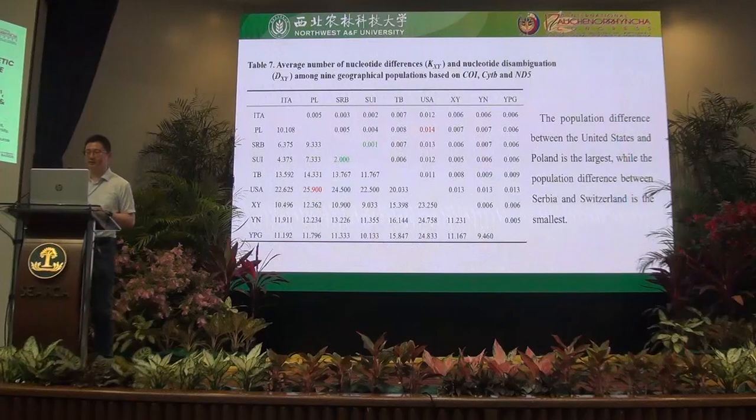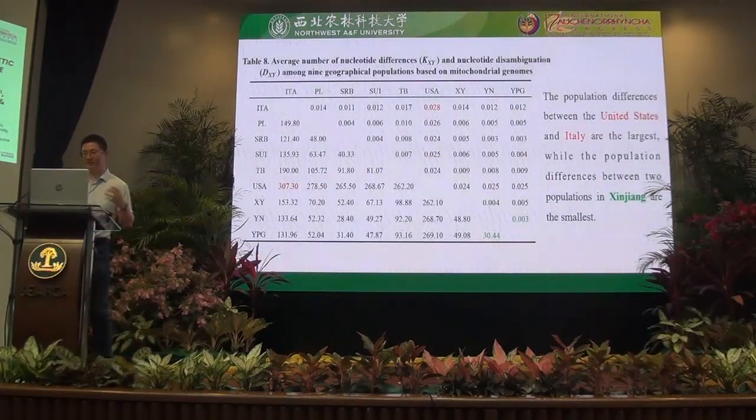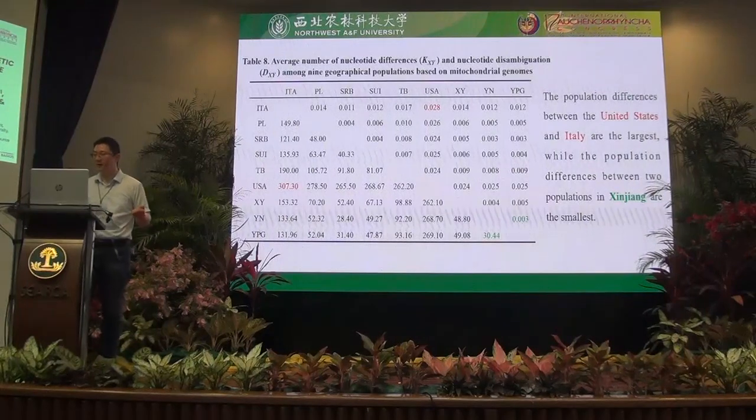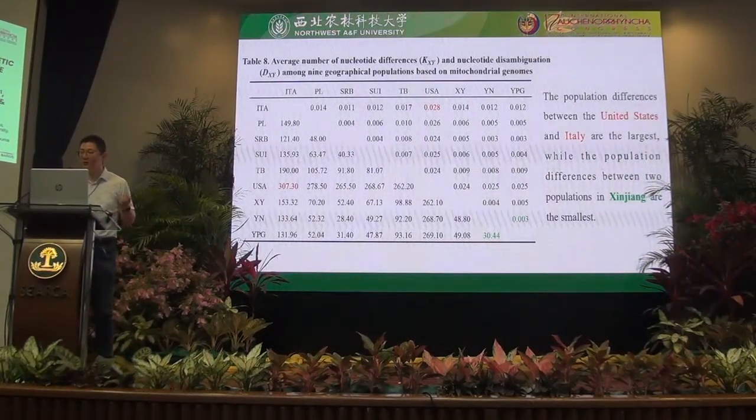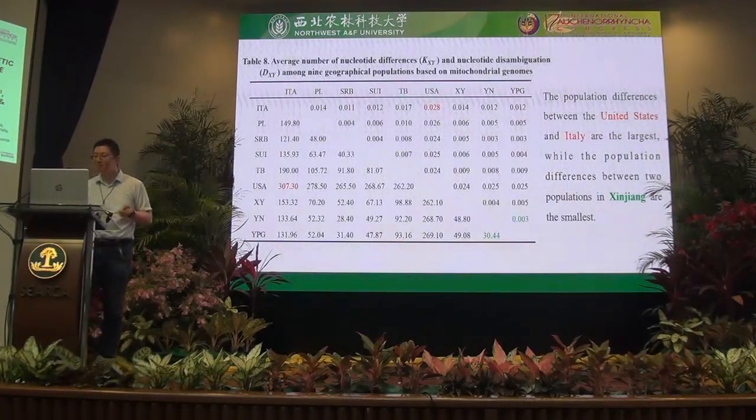This is based on three different genes. And this is based on the mitochondrial genome. The population difference between the United States and Italy is the largest, while the population difference between the two populations in Xinjiang is the smallest.